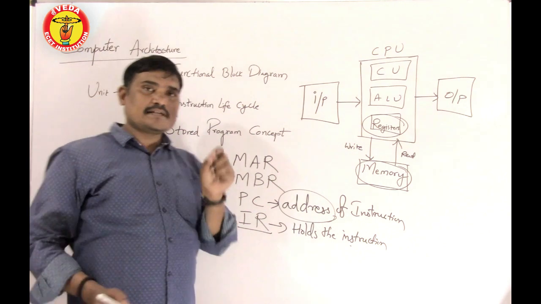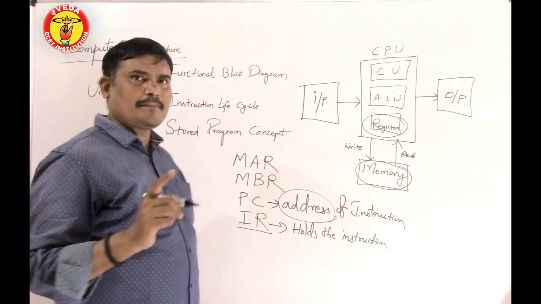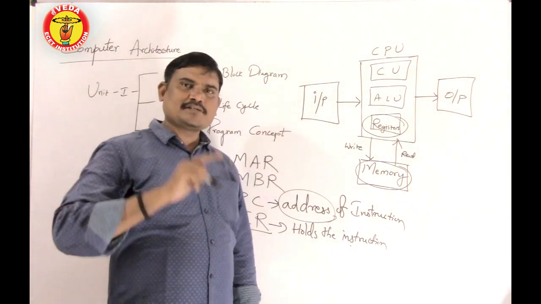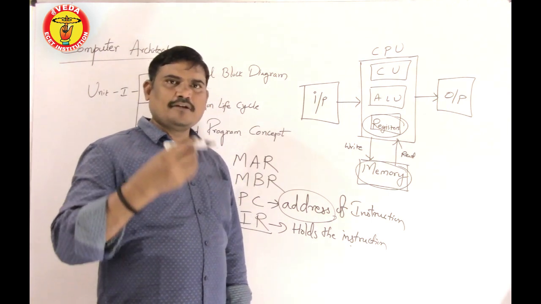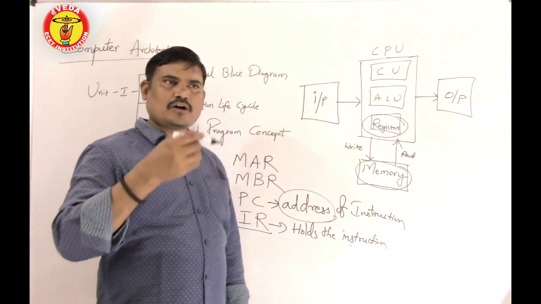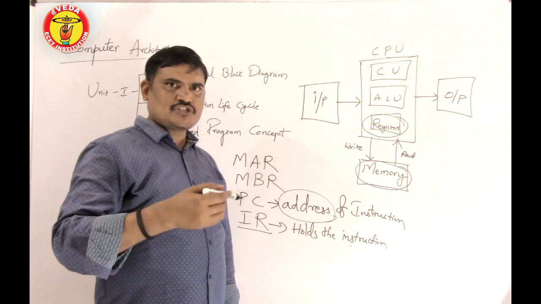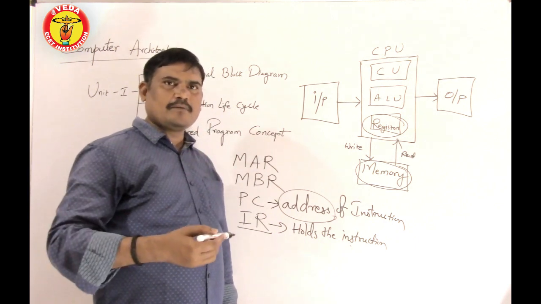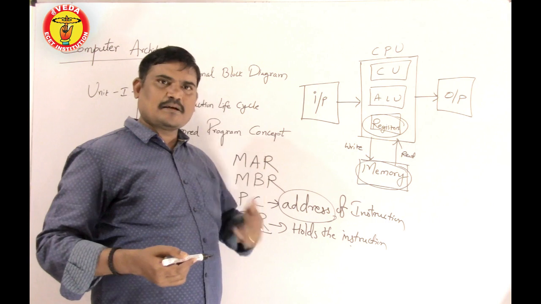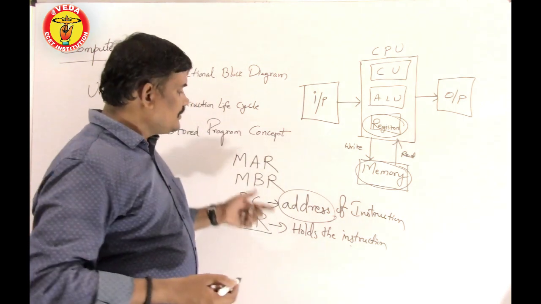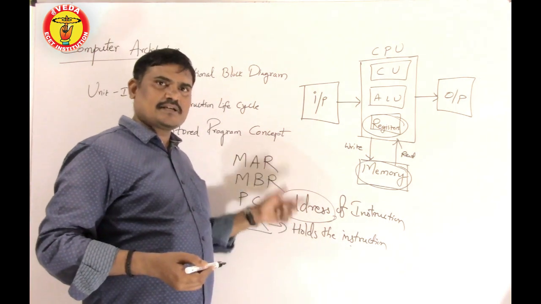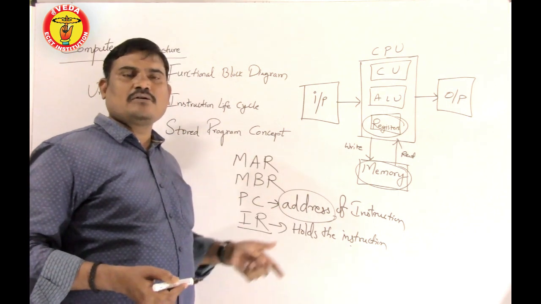And the PC value gets updated by 1. Initially the PC register points to the first instruction address, and by default it is updated by 1. So automatically it points to the upcoming instructions. Each time it gets updated by 1, which means it points to the next instruction, the second instruction, the third instruction, and so on, up to the nth instruction.